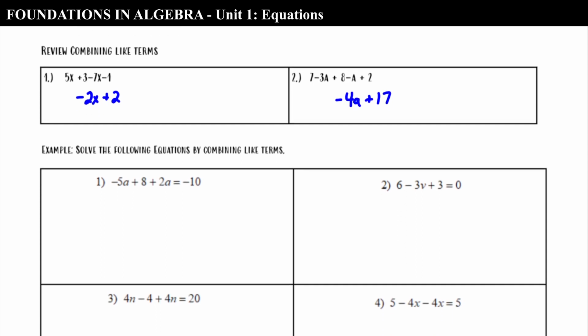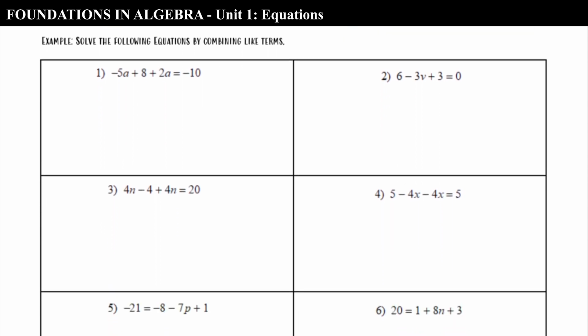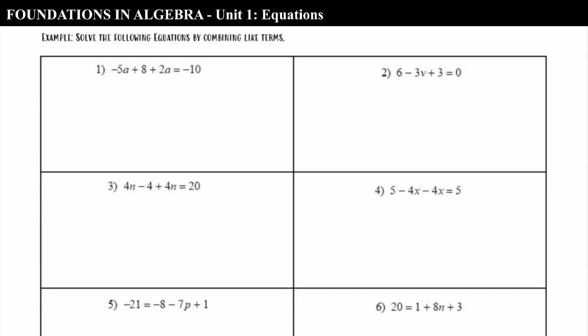So now that we have reviewed that, let's take a look at some equations that can be solved by combining like terms. So for the first one, we have negative 5a on this side, and we have a 2a. So negative 5 plus 2 is going to give us negative 3a. And then we have the plus 8. So nothing combined with this 8, so we just bring this along for the ride, and we do minus 10.